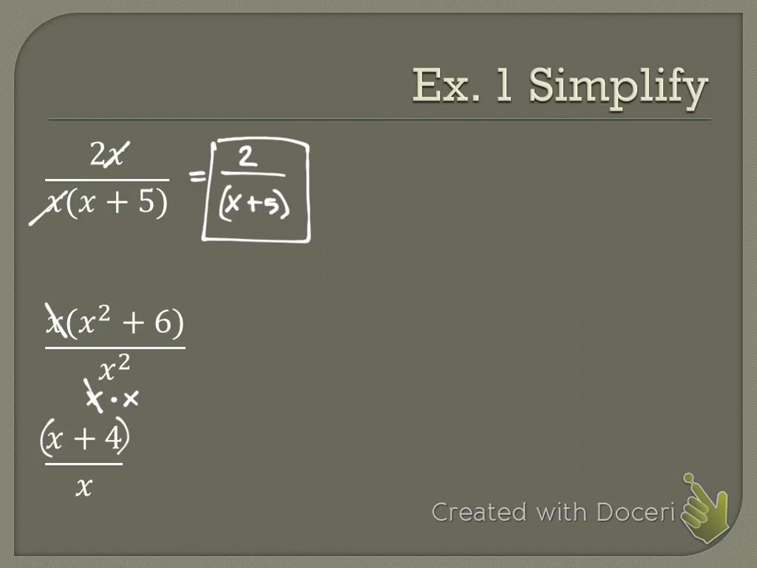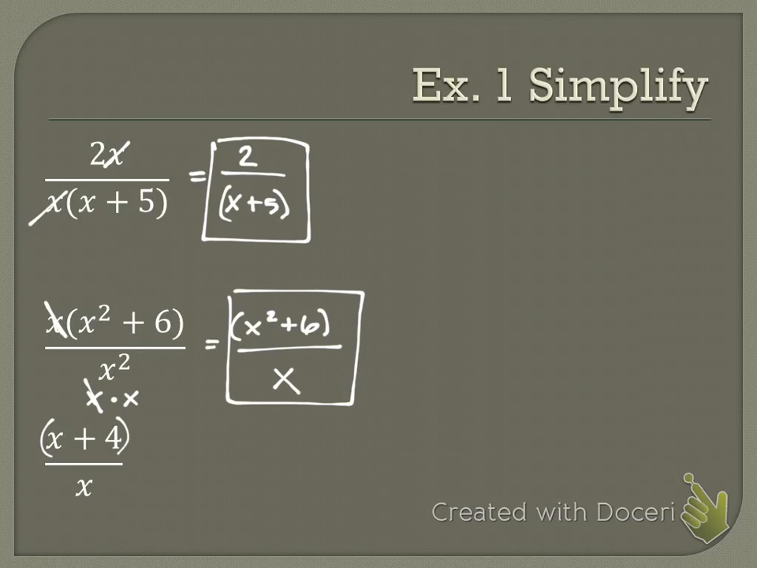So don't sit there and cancel, oh, x and x squared, they cancel out. No, because this one down here has 2 x's, so I'm still going to be left with 1. So I can rewrite this, since that x goes away, as x squared plus 6 over x. That is my final answer.